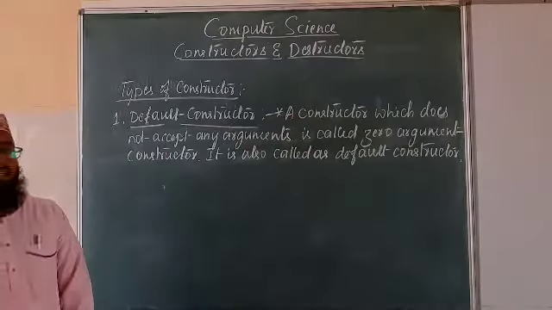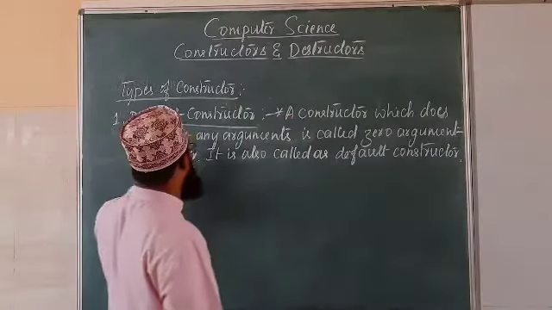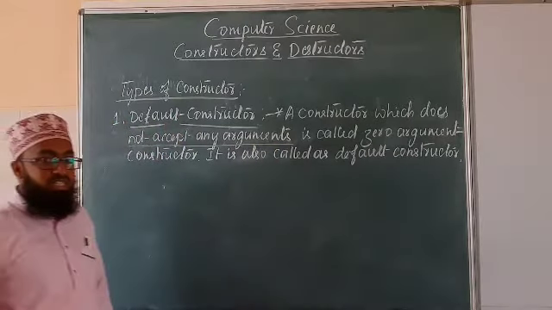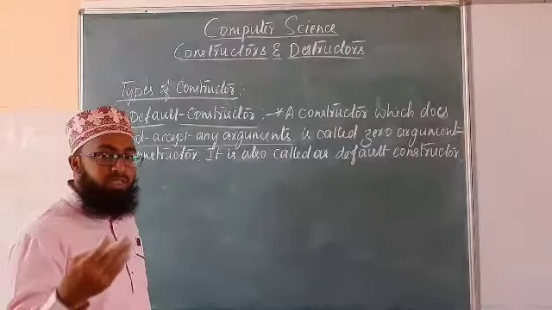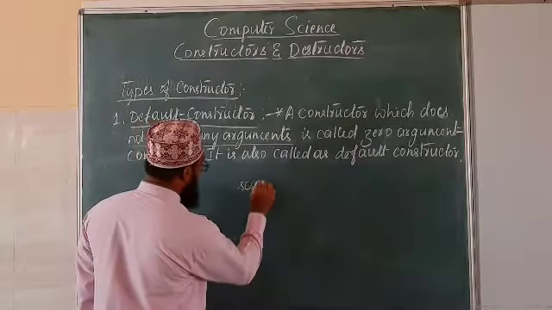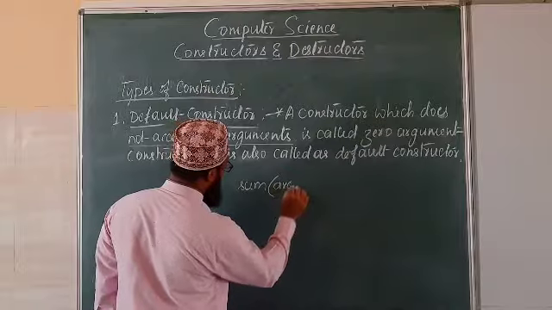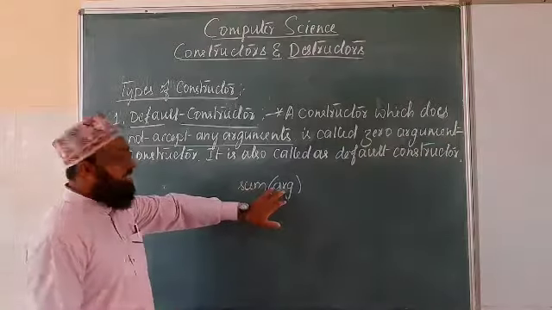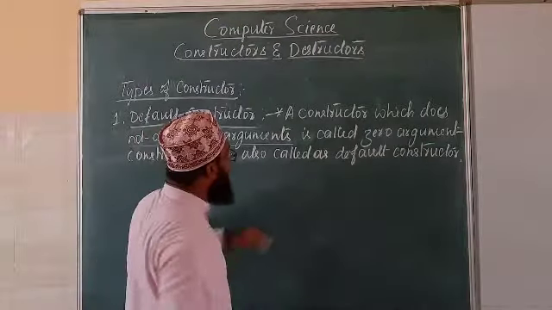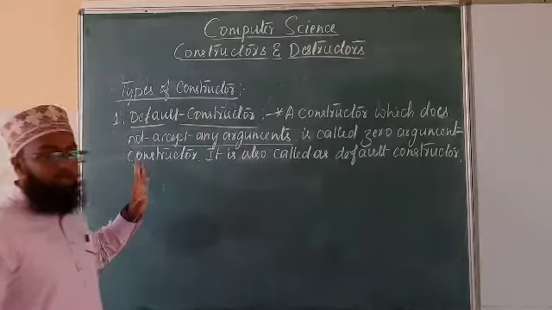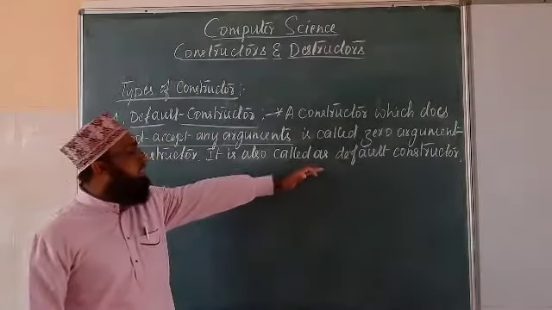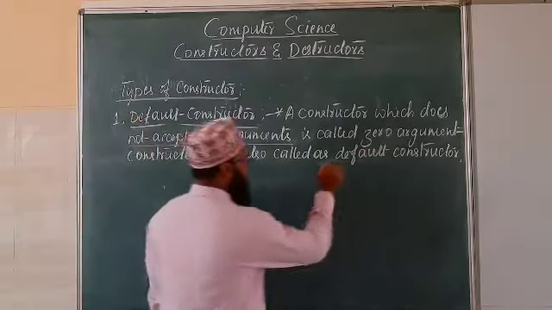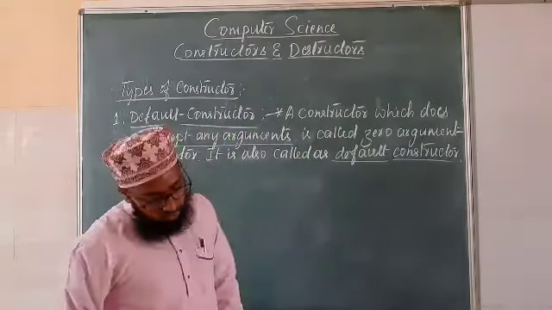A constructor which does not accept any arguments. Arguments means the things which are given inside the parentheses with the function, just like sum. If you give anything here, then this can be called an argument. If a constructor does not accept any argument, that type of constructor is called a zero argument constructor, and this zero argument constructor can also be called a default constructor.